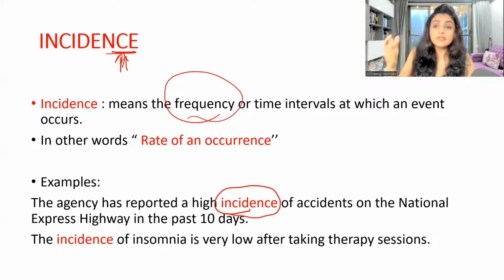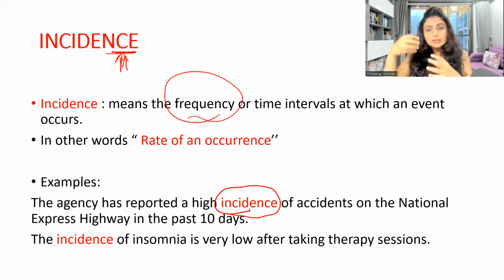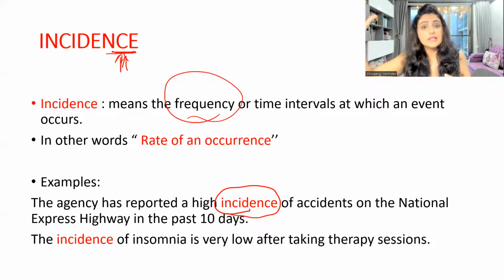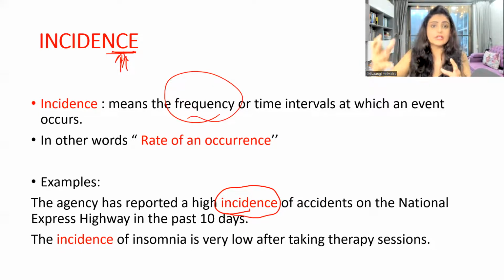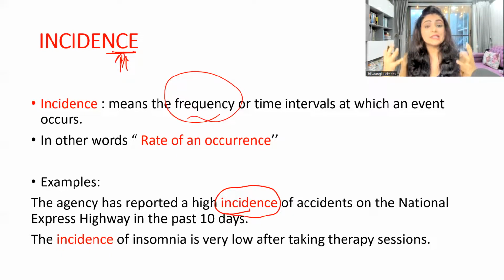Now, when I say the incidence of insomnia is low, it means the frequency of insomnia is low. If you're not sleeping for 7 days in a week and you start taking the right therapy, you may start sleeping at least 4 to 5 days in a week. So when I say the incidence of insomnia is very low, it means the frequency has come down, from 7 days earlier before the therapy sessions to 5 days, or 4 days. That's what we mean by incidence.